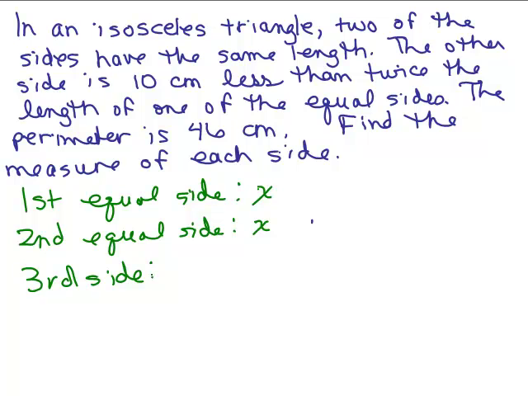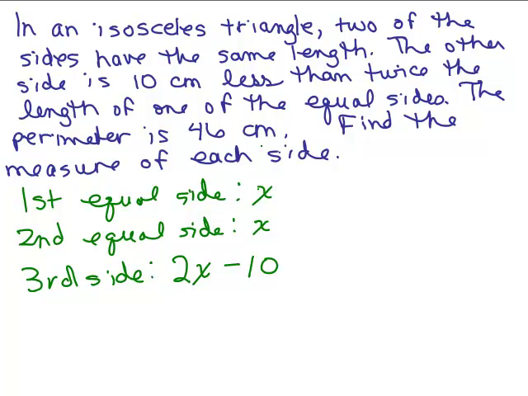What does it tell us about the other side? It's 10 centimeters less than twice the length of one of the equal sides, right? 10 centimeters less than something means you're going to have to take away 10 from something. And what are you taking it away from? Twice the length of one of the equal sides. Well, one of the equal sides is x, so it's 2x. That's twice that length, and now I'm subtracting 10. So this is where I'm defining my variables. You could also draw a picture to show what a triangle looks like and put these on the sides of the triangle.